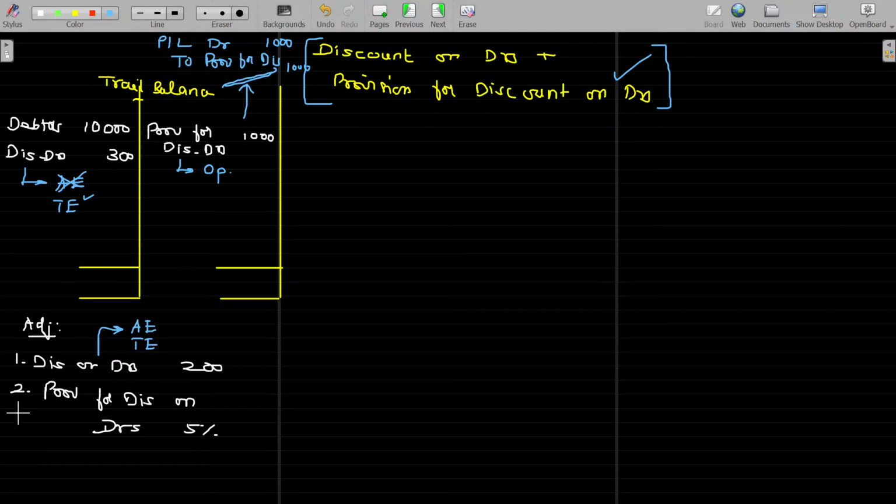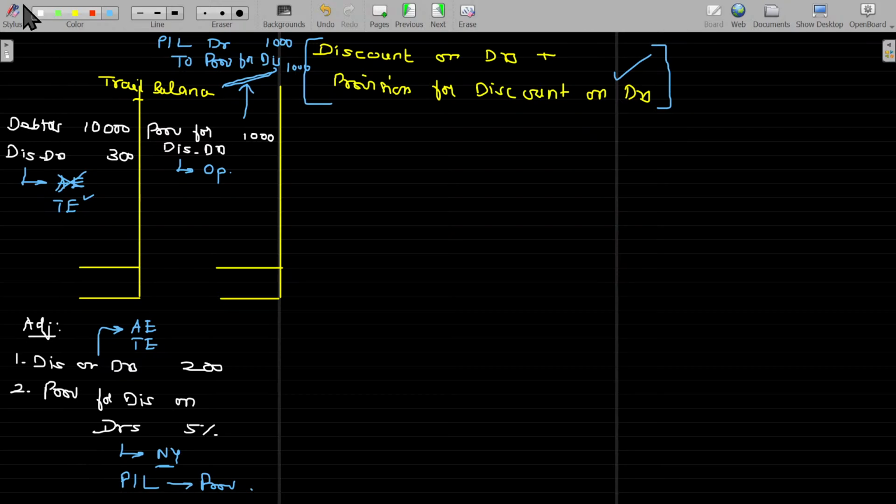And for the second, provision for discount on debtors at the rate of 5% is supposed to be created. What does it mean? This is the provision meant for the next year. So to meet the discount on debtors expenses in the next year, we are creating a provision today. Okay, for the next year. How do I create it? By charging the P&L account, I will create this provision. Provision for discount is created. Is that okay? Now let me pass the entries one after one.